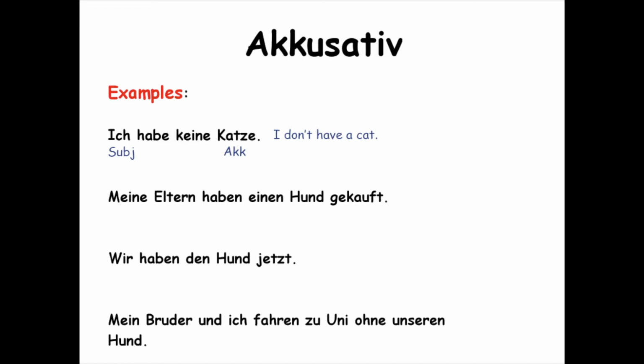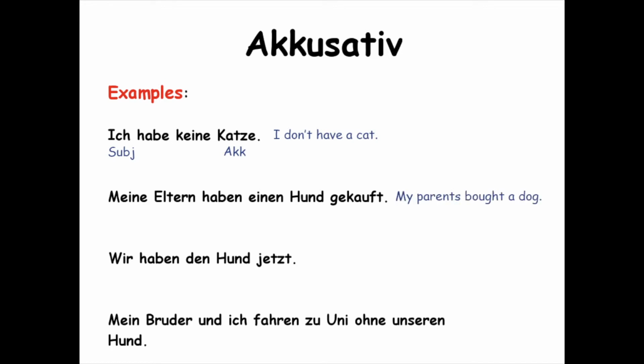Now you see, Katze is a feminine word, so we don't change anything about the article before it, keine. Keine is what you would normally use for the subject of a sentence, and also what you'd use in accusative. Works out easily. Next sentence. Meine Eltern haben einen Hund gekauft. My parents bought a dog.